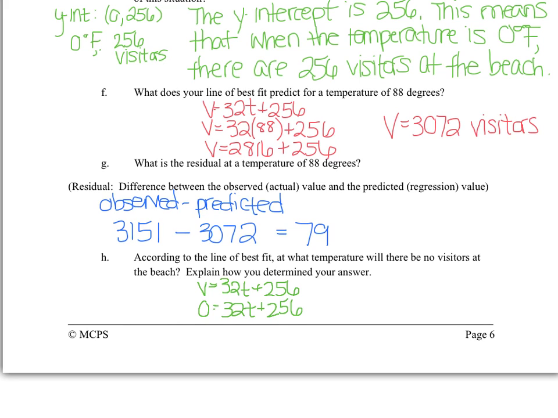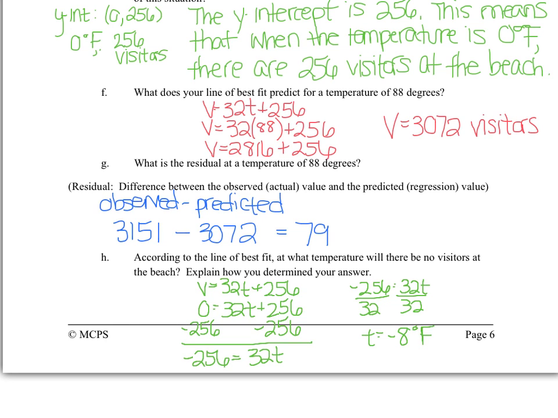So the first thing I'm going to do to solve this equation is subtract 256 on both sides. 0 minus 256 is negative 256, which equals 32T. So if I have negative 256 equals 32T, to get T by itself, I'm going to divide both sides by 32. And I'm going to get T equals negative 8 degrees Fahrenheit. So there will be no visitors when the temperature at the beach is negative 8 degrees Fahrenheit.